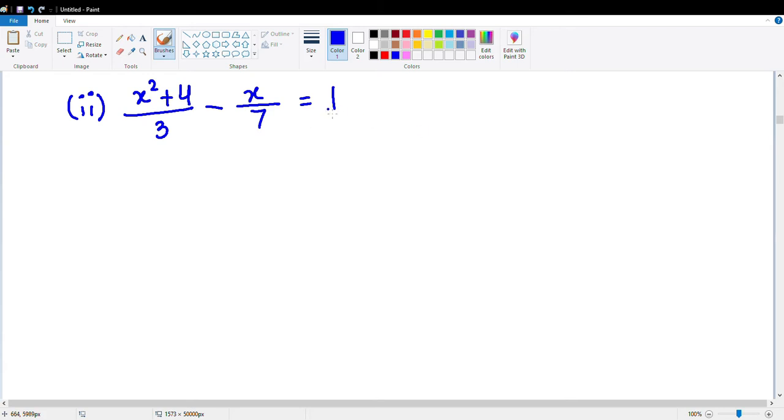Or what we can do to get rid of the denominators of every term is get the LCM of the equation. The LCM of the equation equals the product of the denominators. I'm just going to write D for short, but yeah, the product of the denominators.